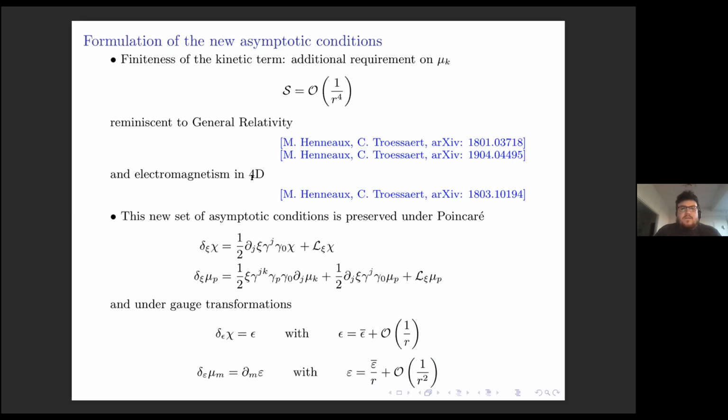So this new set of asymptotic conditions is preserved under Poincaré and under gauge transformations of this form, where now we have this new parameter, epsilon, where epsilon bar depends on the angles. And now we have epsilon bar appearing in the gauge parameter that goes like 1 over r at infinity. And you can see clearly that the asymptotic conditions are preserved by these parameters.